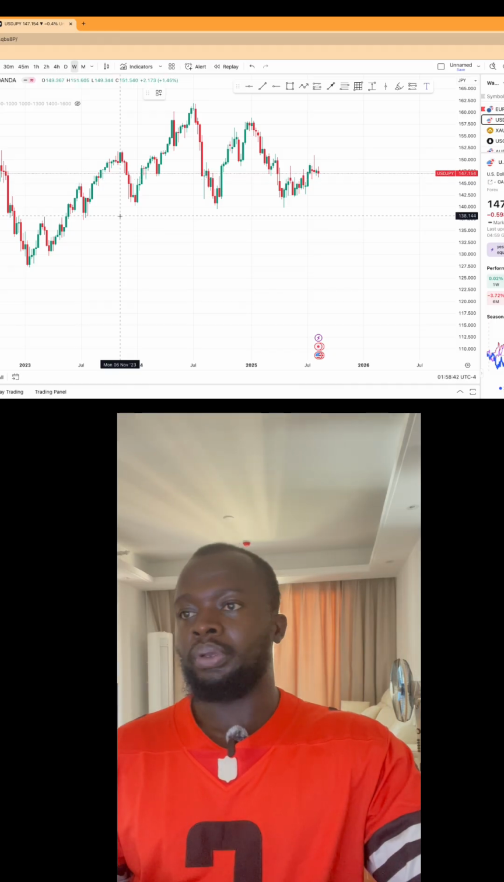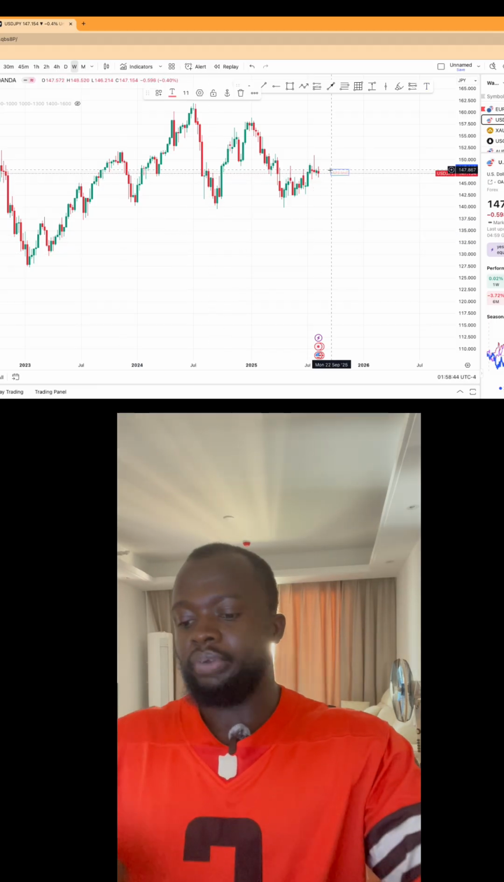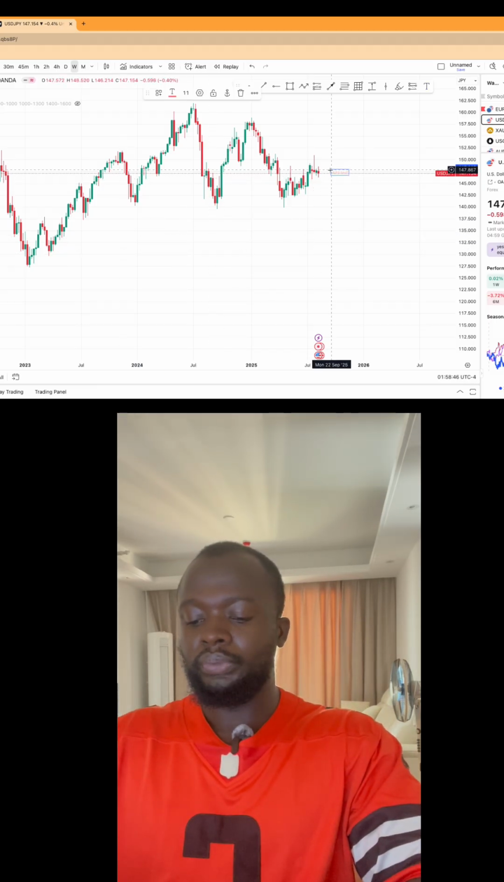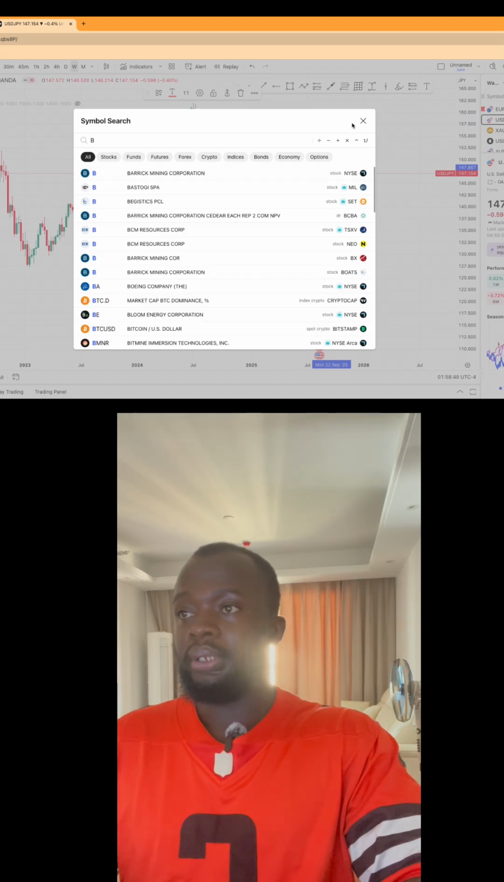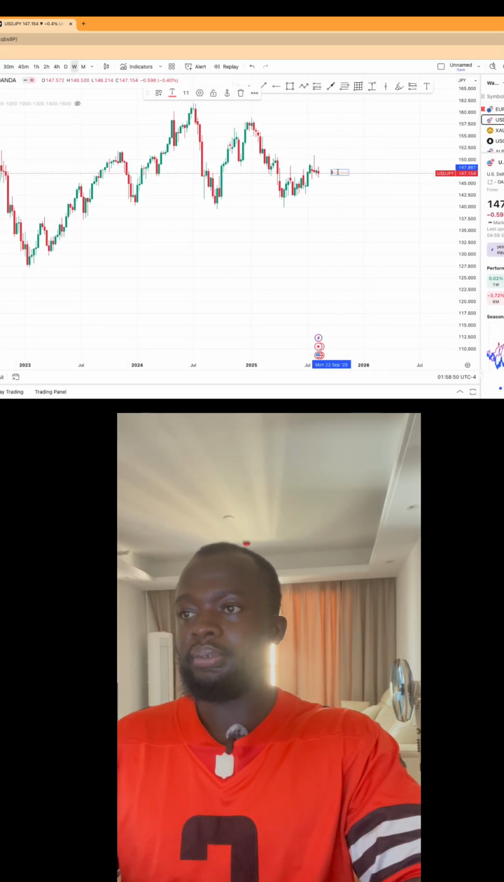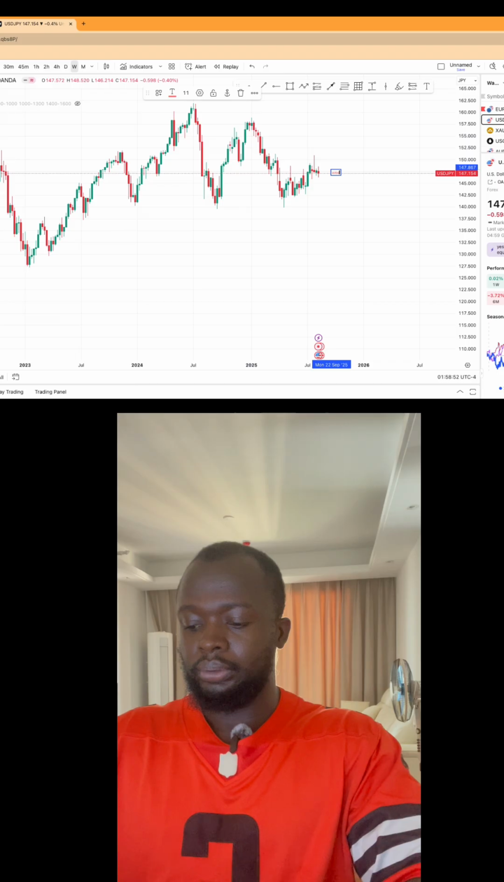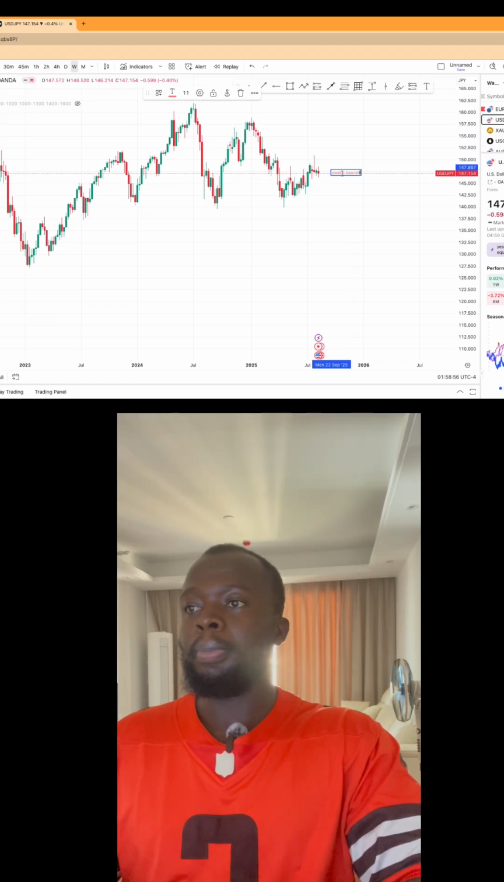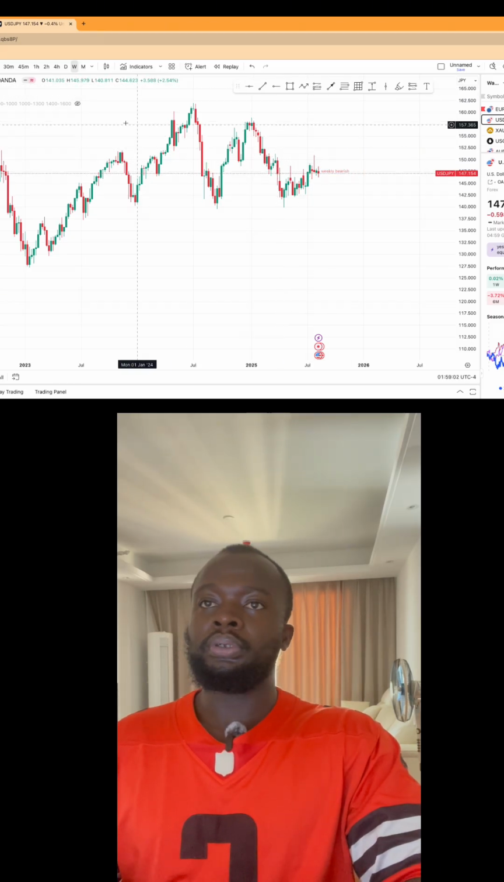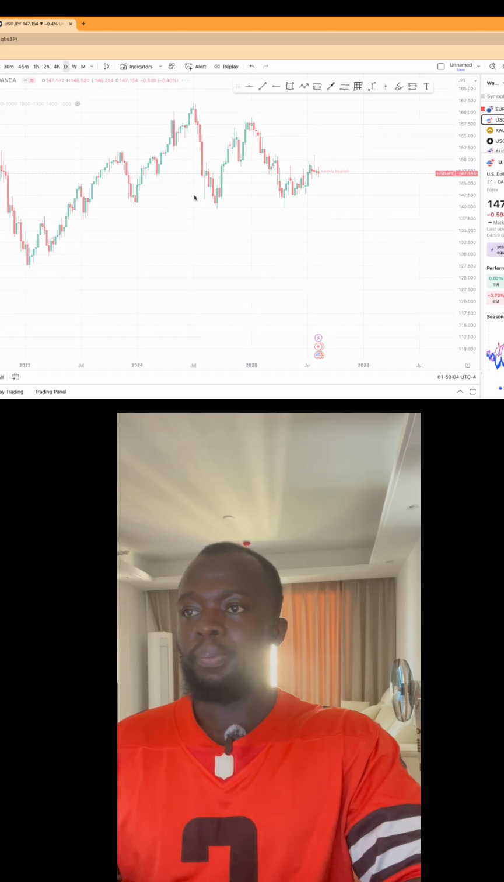So on the weekly time frame, we are bearish. Weekly is bearish, so we'll mark that: weekly bearish. So we move to the daily time frame.